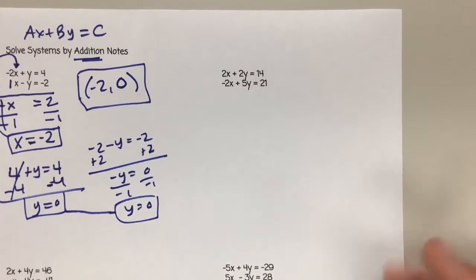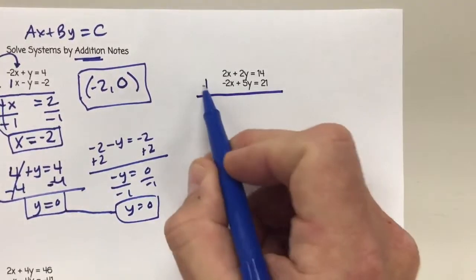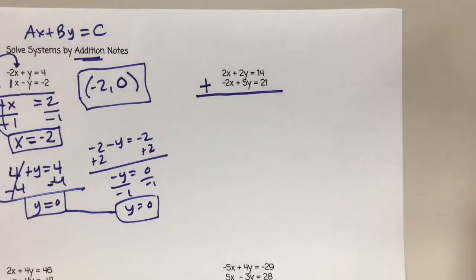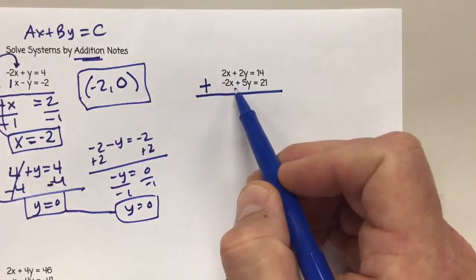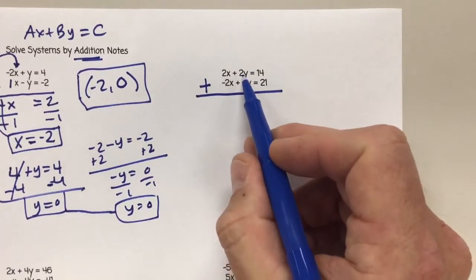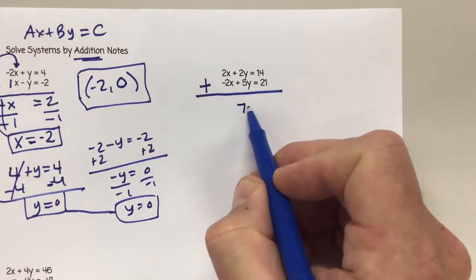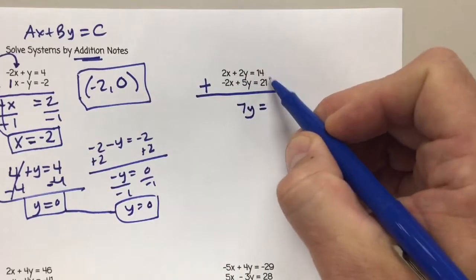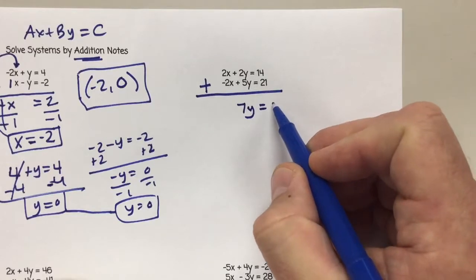Let's try a second example. Again, this is called addition. All you're going to do is add them together. So 2x and negative 2x is 0. They cancel each other out. And then 2y plus 5y is 7y. And 14 plus 21 is 35.